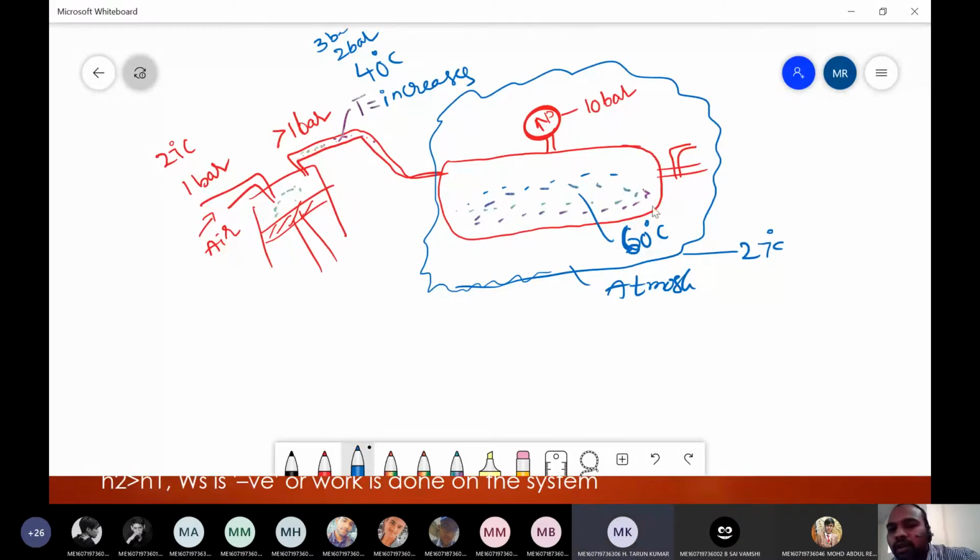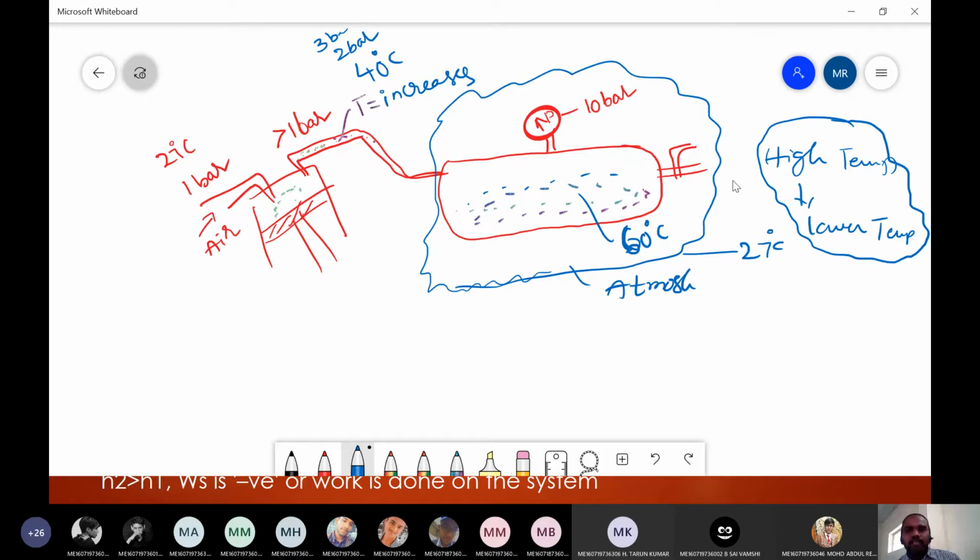Heat always transfers from a high temperature body to a low temperature body, that is, from a hot body to a cold body. Right. This is my aim here. Because of the compression, the fluid temperature increases and the surrounding temperature is atmospheric temperature. Therefore, it always rejects the heat to the surrounding.